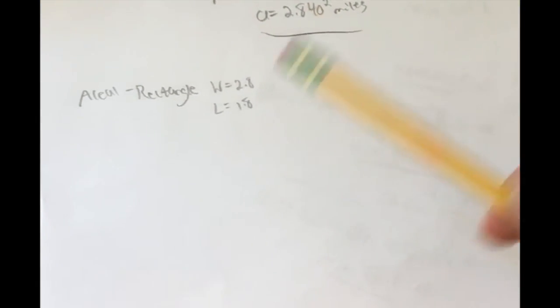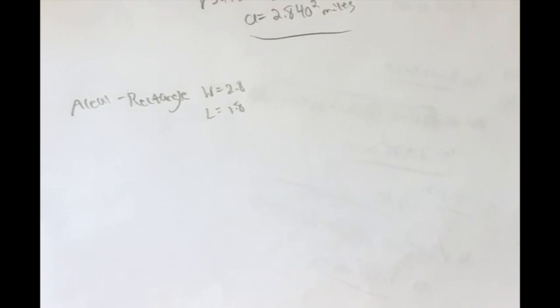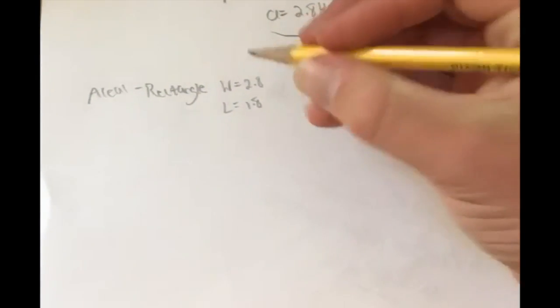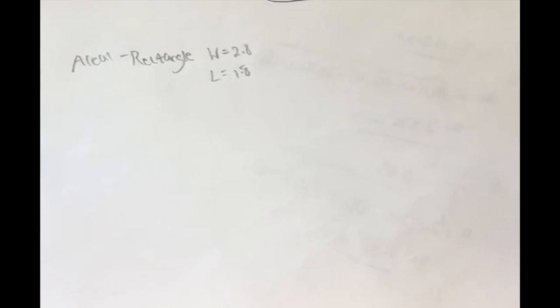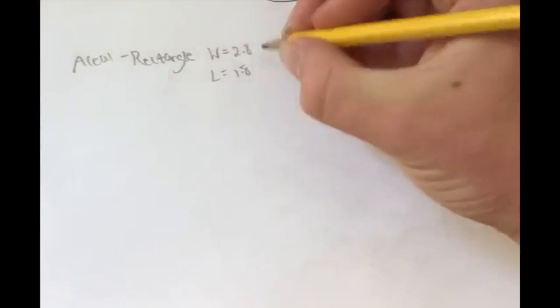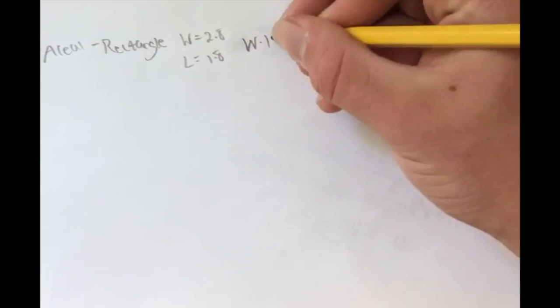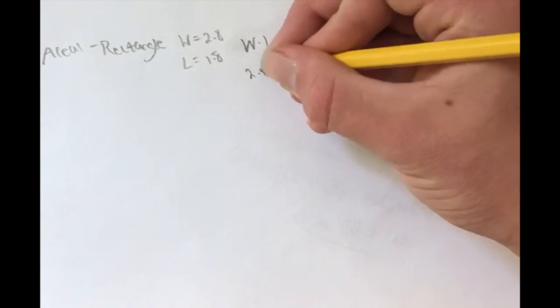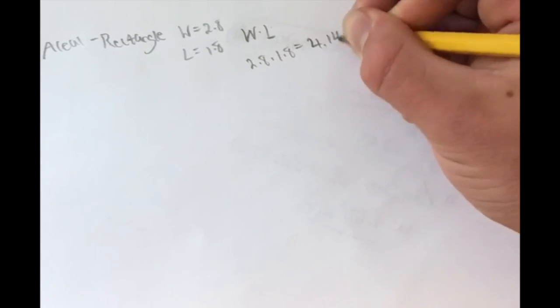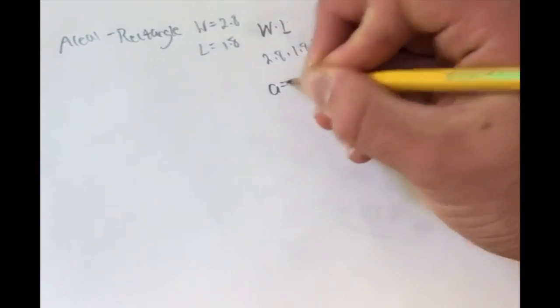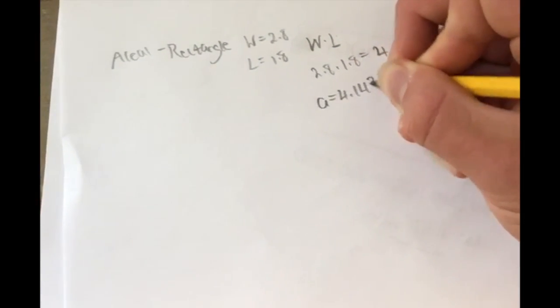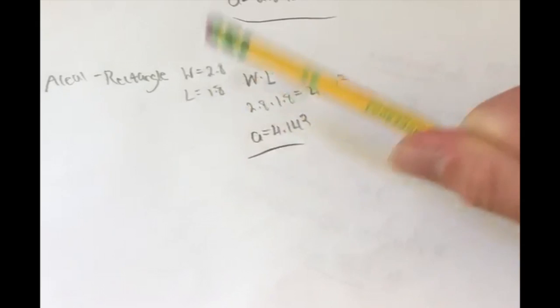So this is area 1, how to solve for a rectangle. This was our first area. This was our first part of the Texas equation. So what we're going to do here is width times length, which is going to be 2.8 times 1.8, which is going to be equal to 4.14 squared. That's the area. Area equals 4.14 squared. That is the area of the first rectangle.